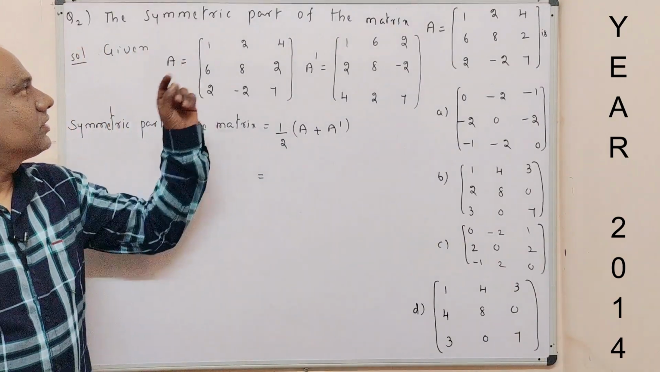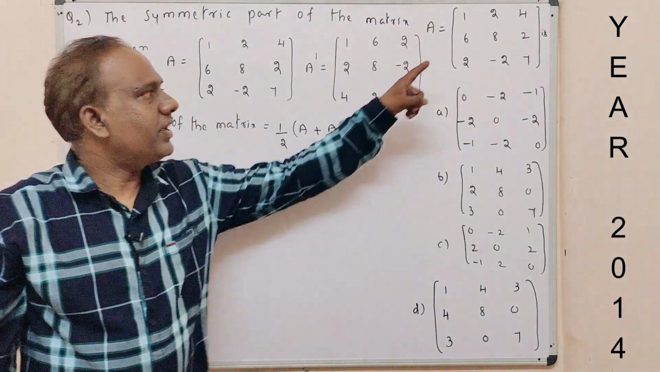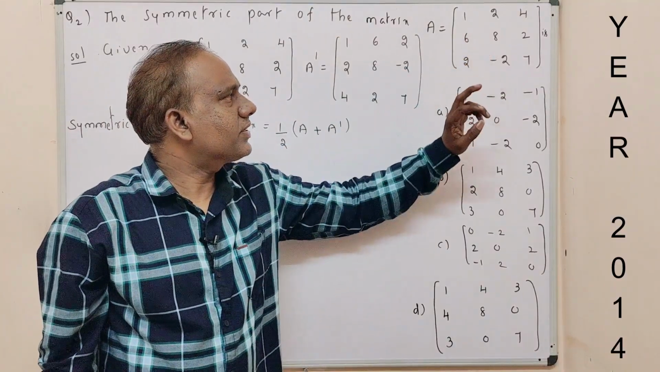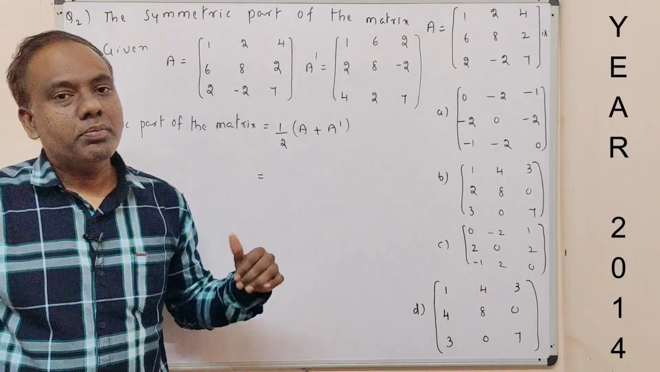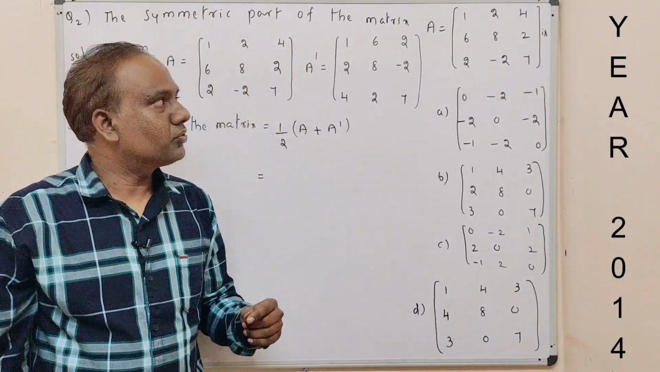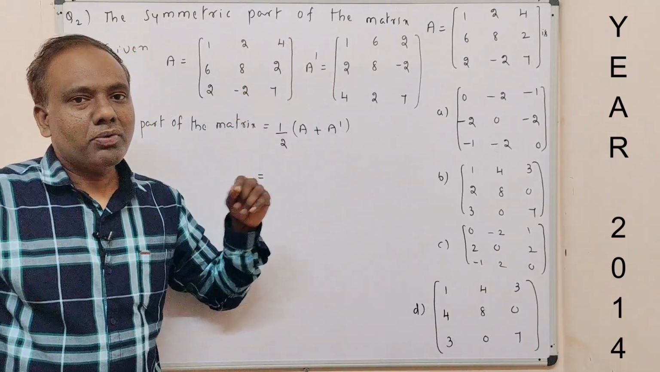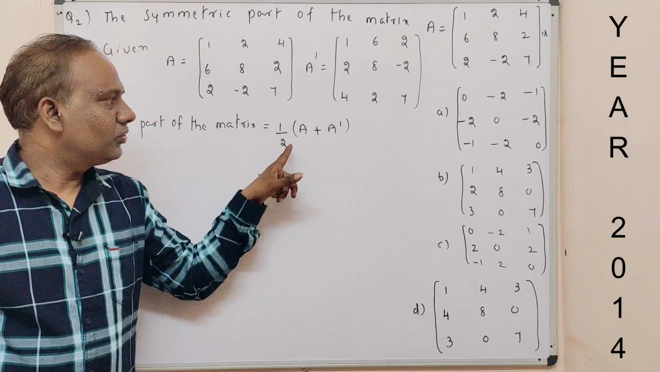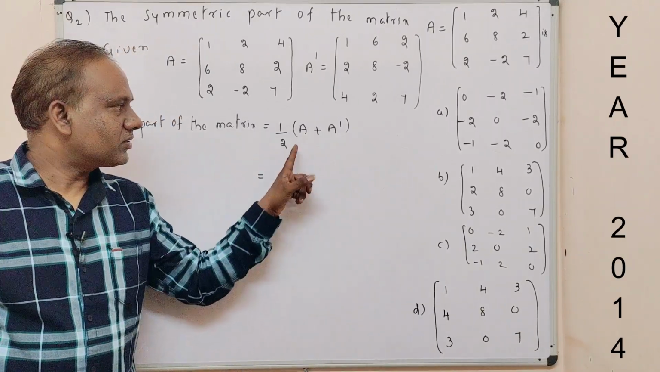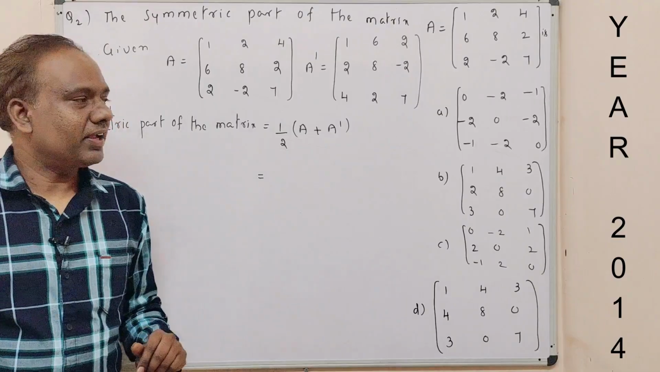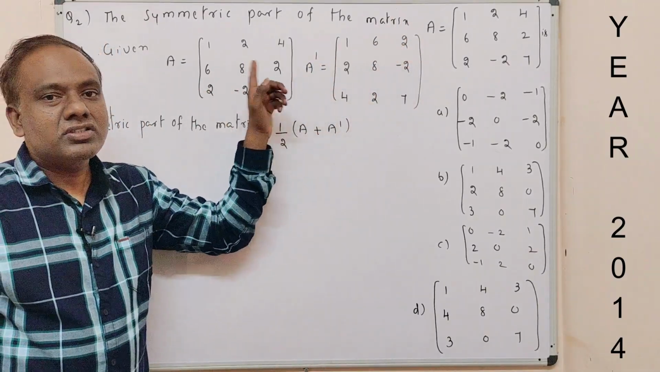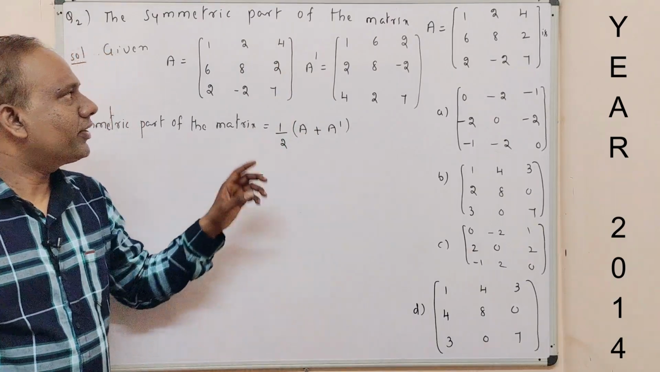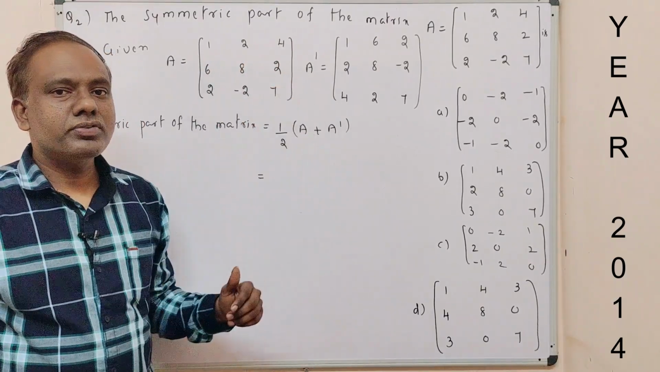Here the question is, the symmetric part of the matrix A is equal to [1, 2, 4; 6, 8, 2; 2, -2, 7]. What is the symmetric part of the matrix? Actually, the symmetric part of a matrix is equal to, please remember this, 1/2 (A + A'). This is A, and A' means the transpose of A. Transpose of A means interchanging rows and columns.